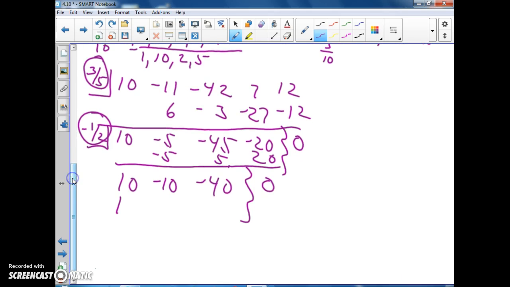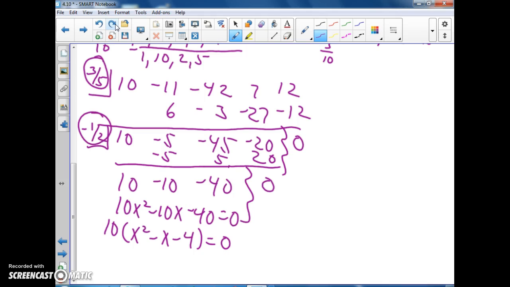Okay, so here we go. We're going to put this into quadratic form, right? So here's 10x squared minus 10x minus 40 equals 0. Now how are you going to solve this? You're going to factor it, right? So what's the common factor? It's 10. So let's take the 10 out. We get this. Now you're going to ask yourself this: what two numbers multiply to give you -4, but add to get you -1?